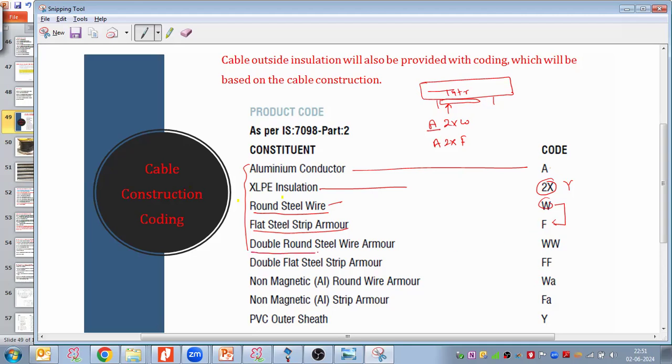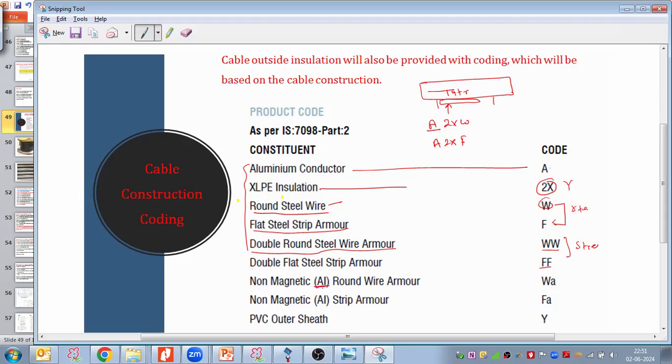If double round steel wire armor, then WW. Steel strip armor, then this is for the aluminum, right? If double steel strip, in that case, FF. If non-magnetic, it is not for the steel. In case of double flat or double round wire, WW means both. This is for the steel as well, for single layer and for the double layer.